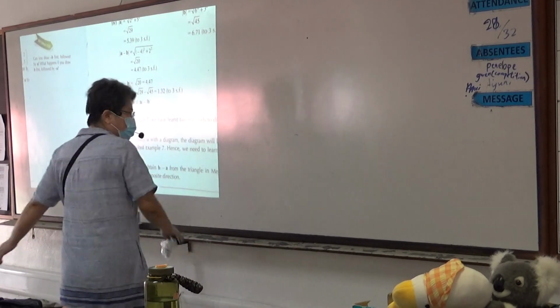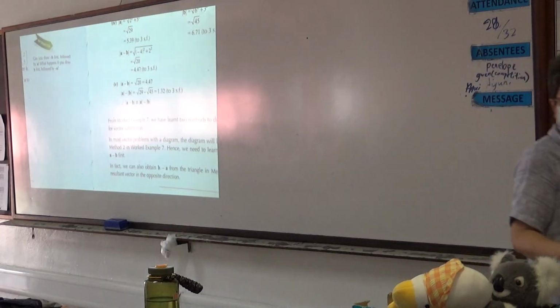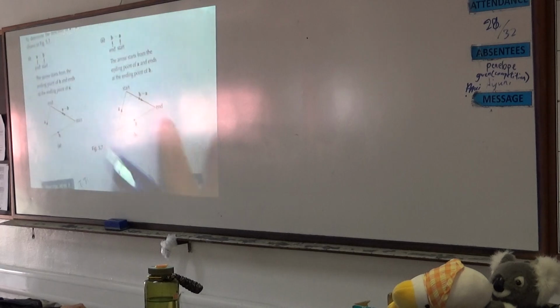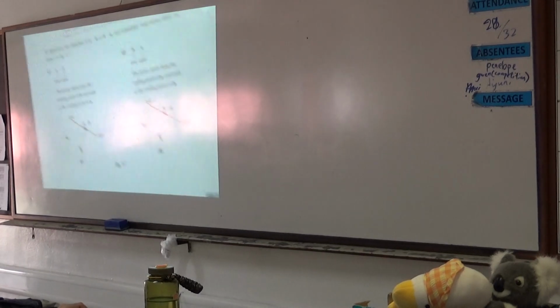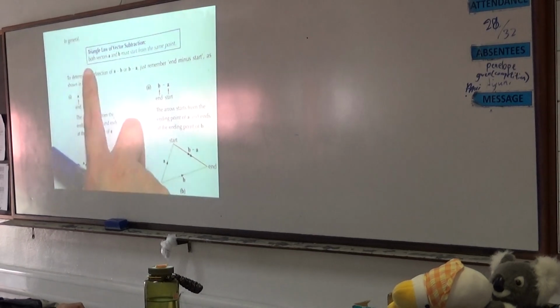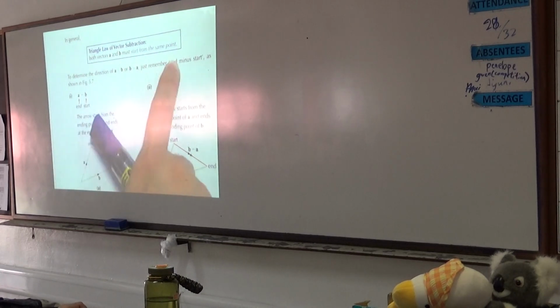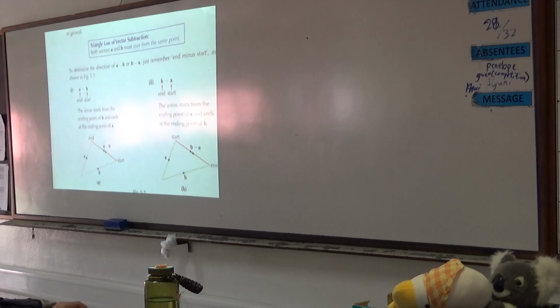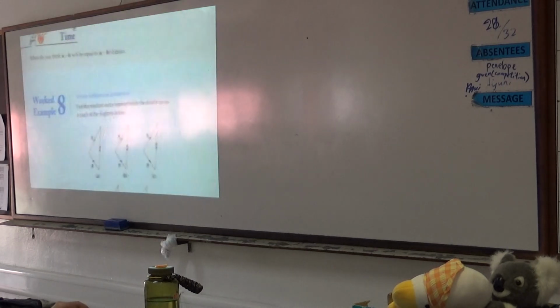Okay. So, I am going to go through the subtraction again. Next page. Okay. Triangle law of vector subtraction. Both vectors A and B must start from the same point. Okay, this one is important. Okay, I want you to now look at example 8.